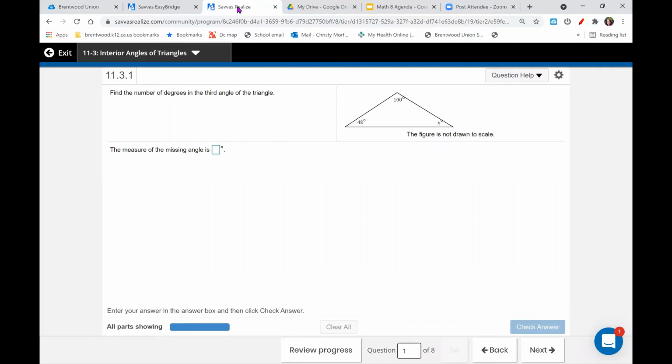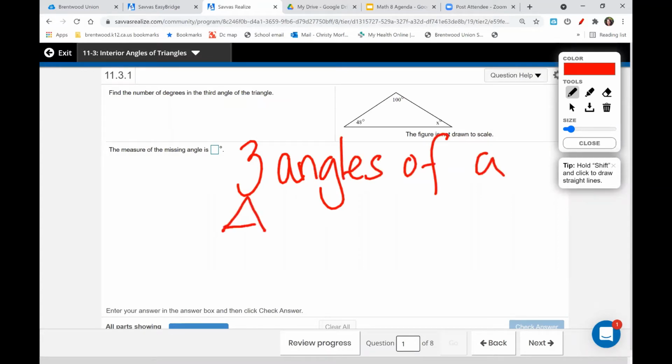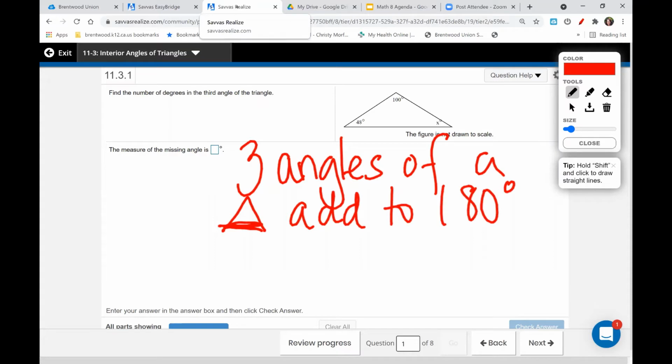What the triangle sum of triangles says is that the three angles, and I'm pretty sure you've learned this before, the three angles of a triangle add up to 180 degrees. So that's why I said you need a calculator today. Almost everything is super easy. You're just going to take your calculator, start with 180, and then subtract the two angles that they give you to find the missing angle.